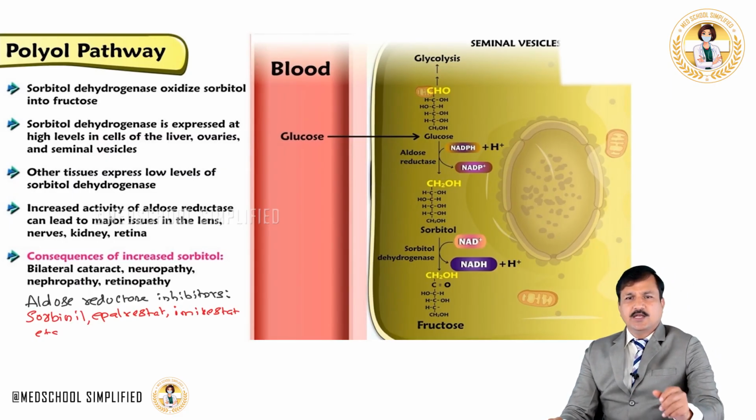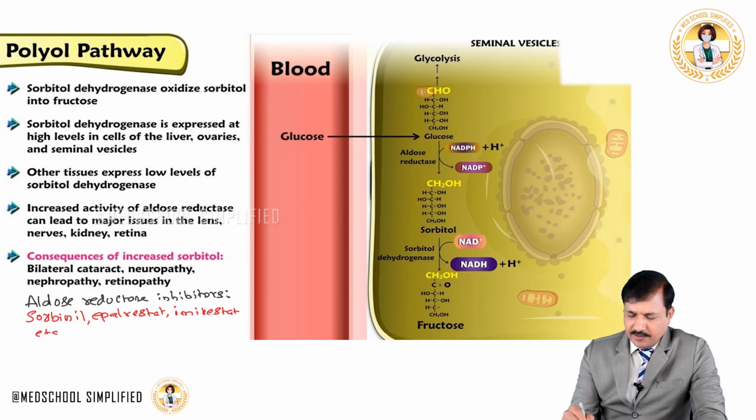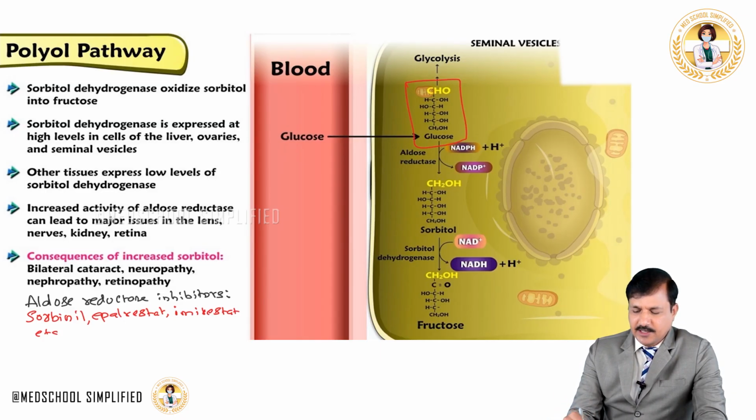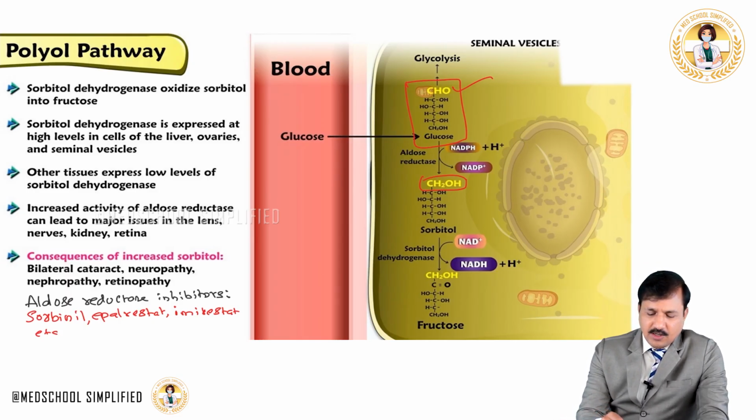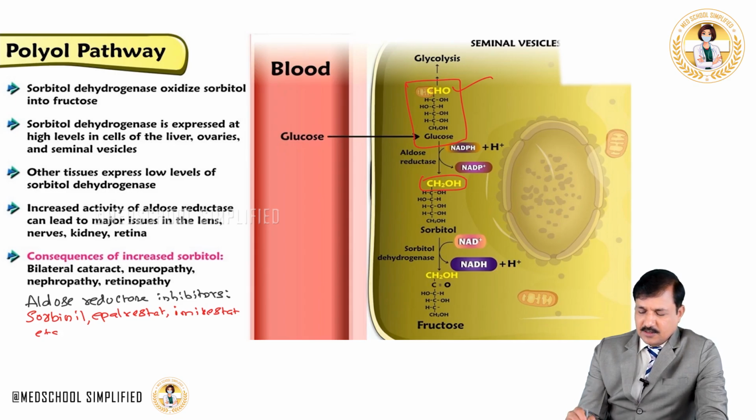Now, as you see here in this diagram, we have glucose, which is an aldose sugar, and the aldehyde group is shown there. The aldehyde group of glucose is converted to an alcohol group by the aldose reductase enzyme. Now take a look at all the carbons present in this sorbitol molecule.